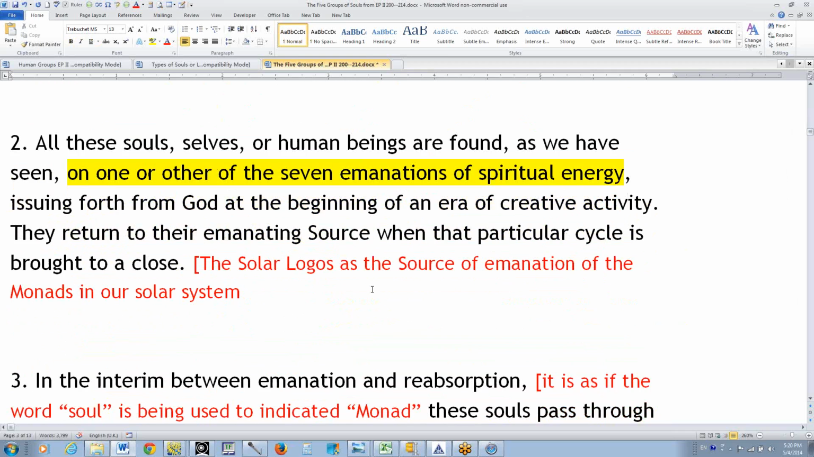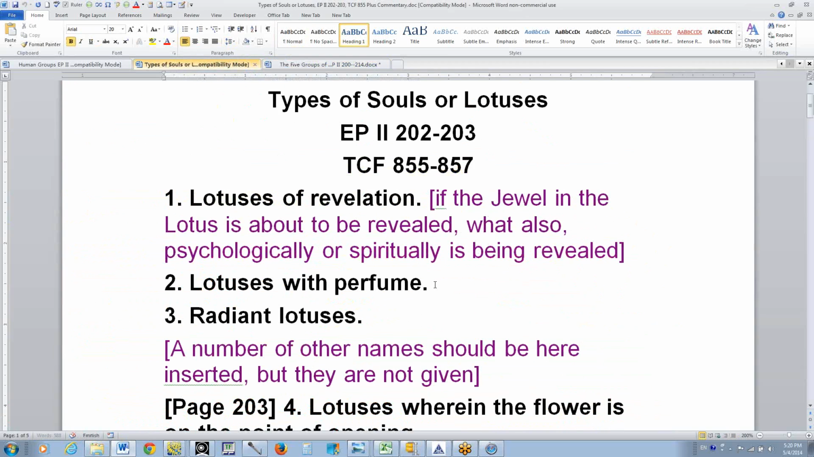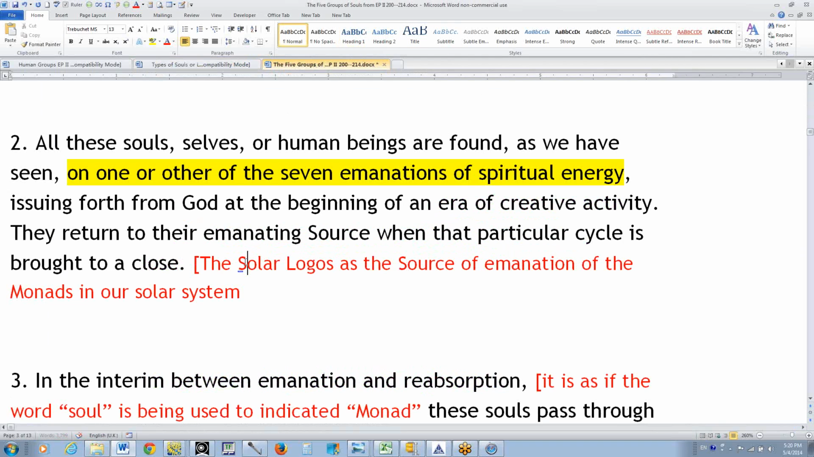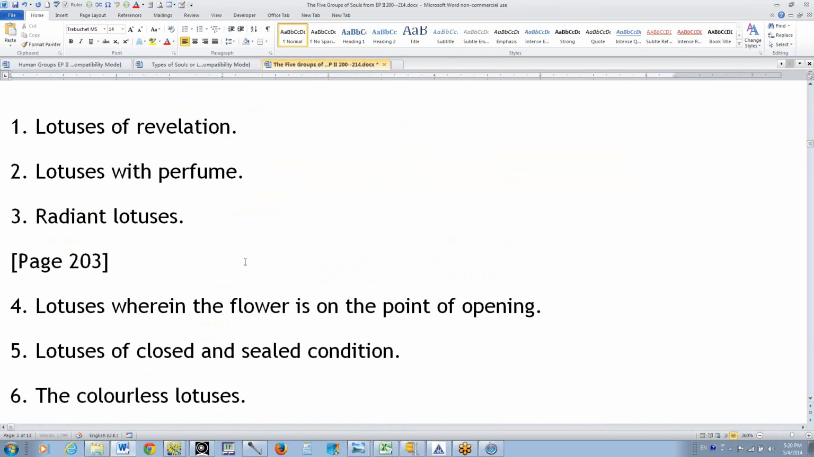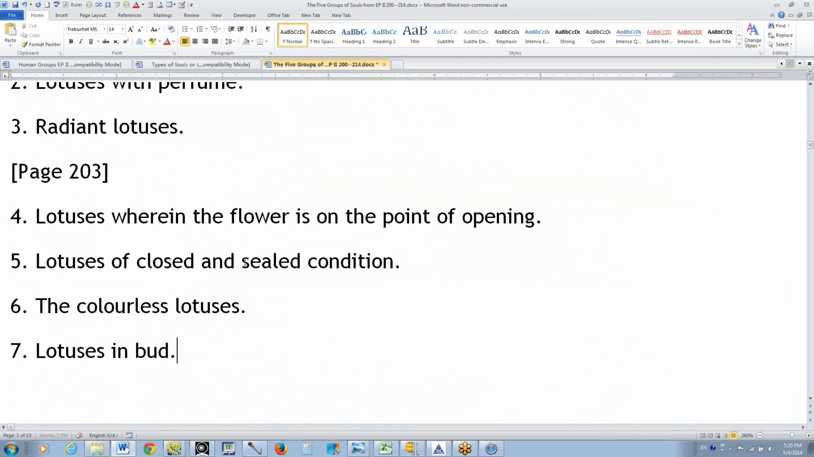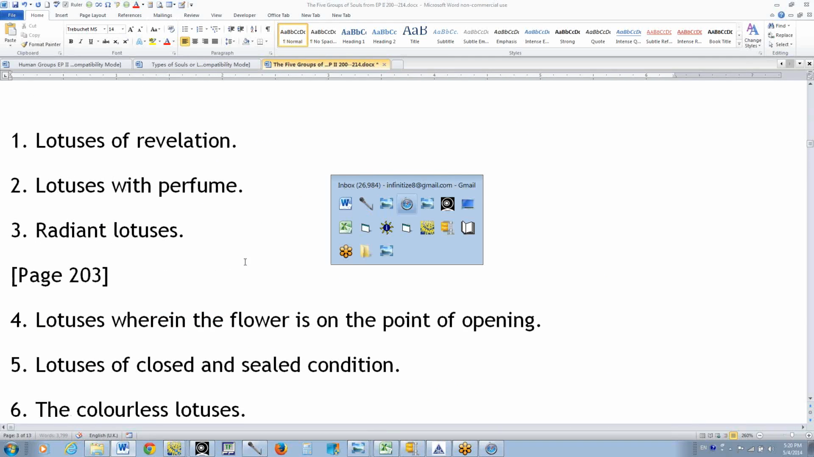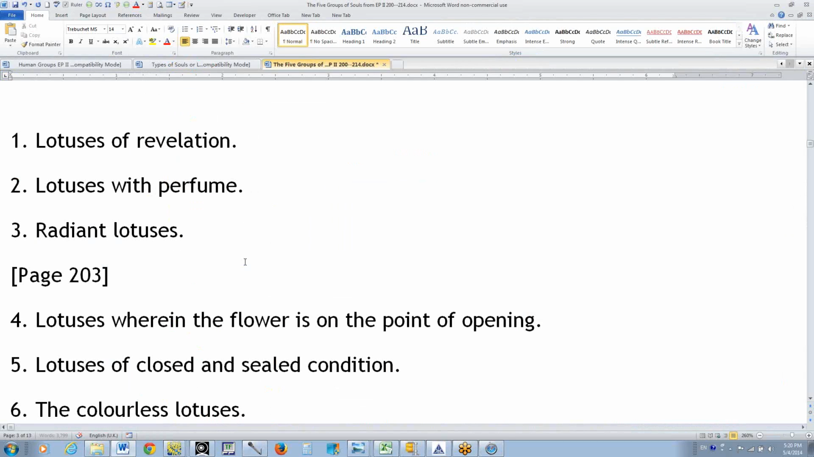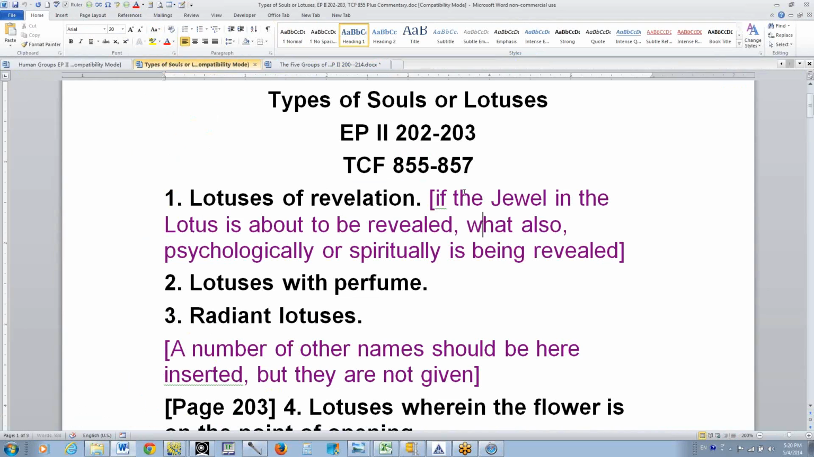Okay. So, lotuses of revelation. Well, we're not exactly in order here. We are in descending order, as you see. We're beginning with the high and descending to the lotuses of lesser development. What I presume here is that the lotuses of revelation are those in which the jewel of the lotus is about to be revealed.